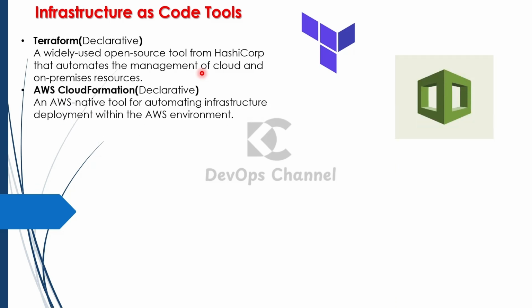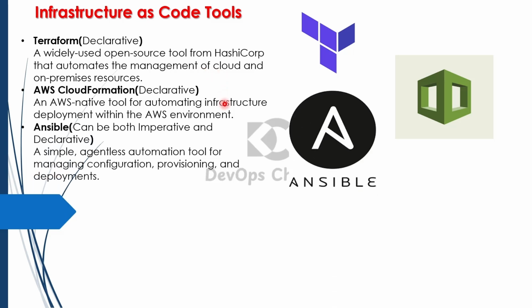Next one is AWS CloudFormation. It also uses declarative and it is in the AWS environment. Okay, next one is Ansible. This one is the most popular among all of these infrastructure as code tools. Okay, so it is both imperative and declarative.